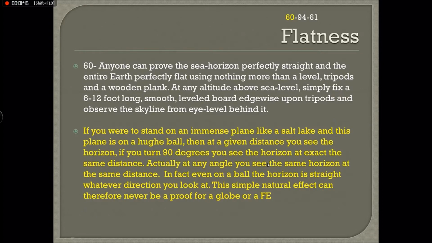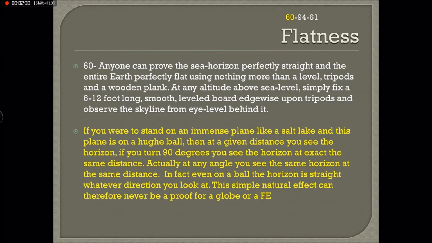Let's look into it. Now, proof 60 is basically the statement that the horizon on the flat earth is perfectly flat, and then you can take some sort of device like a 6 to 12 foot long smooth level board, etc., and put it on a tripod, but you can also take a theodolite, of course. And what is the case here is that if you would be standing on a ball and it would be smooth and you are looking in one direction, you will see also a horizon. It's of course not that far away as it would be on a flat earth, but there is a horizon. That's where the curve is.